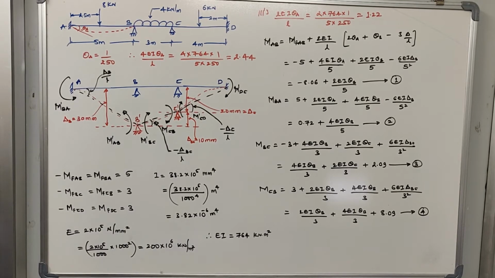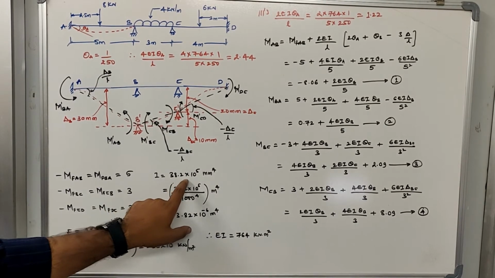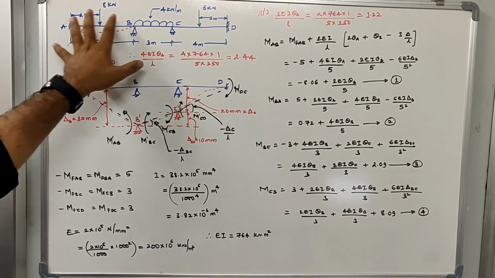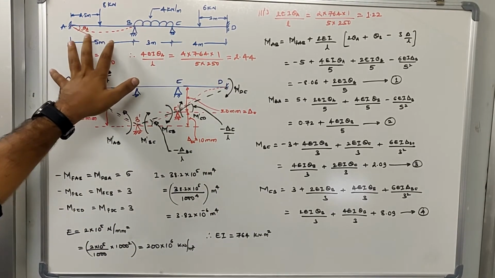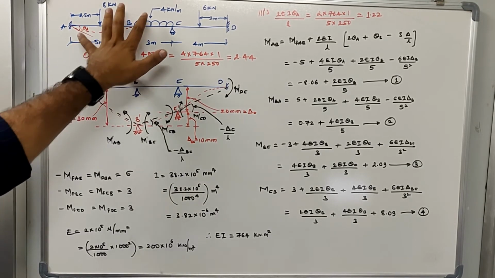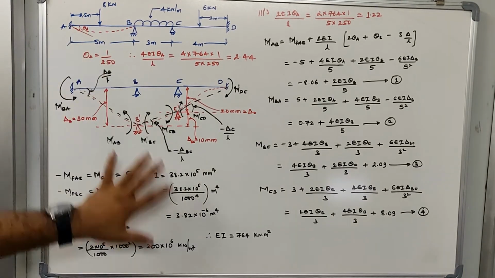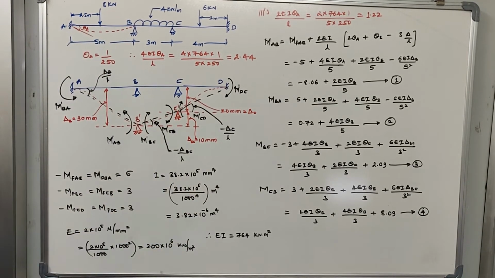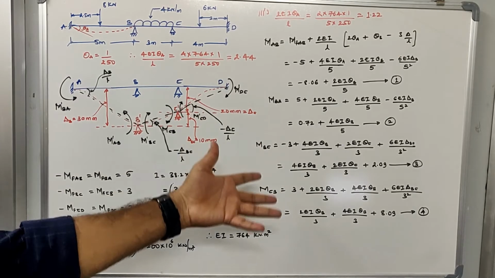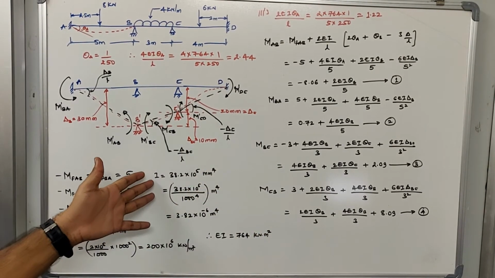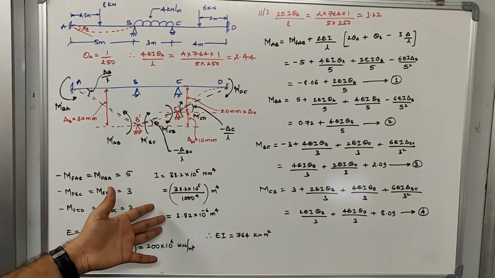Next, the I value and E value are given to you. The I value that is given to you is 38.2 into 10 raised to 5 mm raised to 4. This is given in mm. As we know, all our values are in terms of meter. Both the length of the beam and the load that is given here are in terms of meter. The moment that we calculate is also in terms of kilonewton meter. So let us convert this I value in terms of meter.